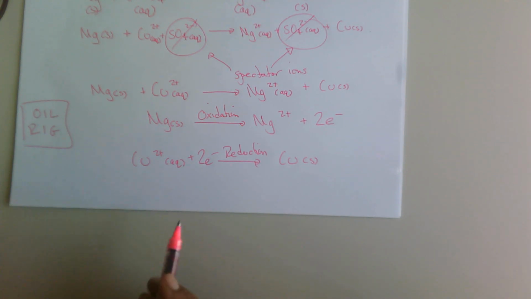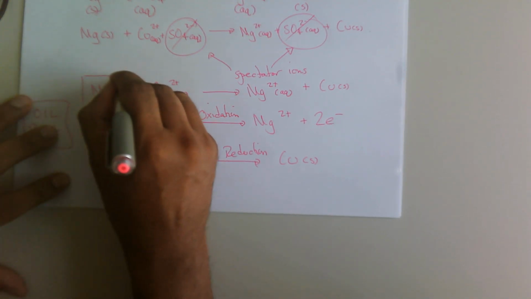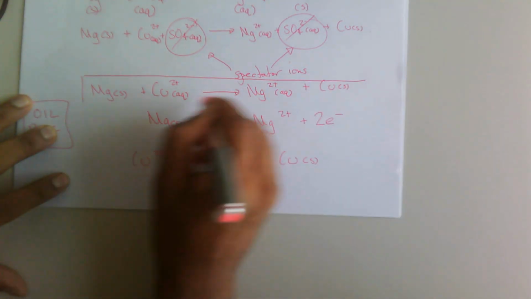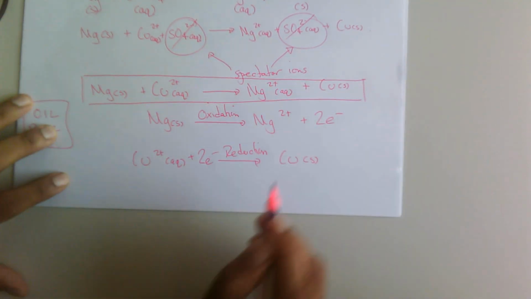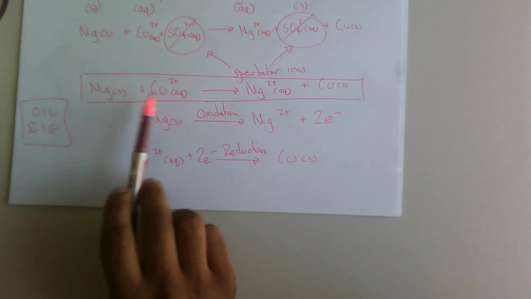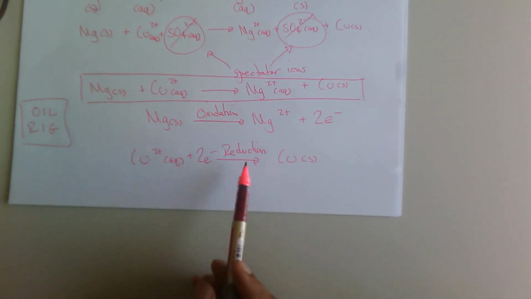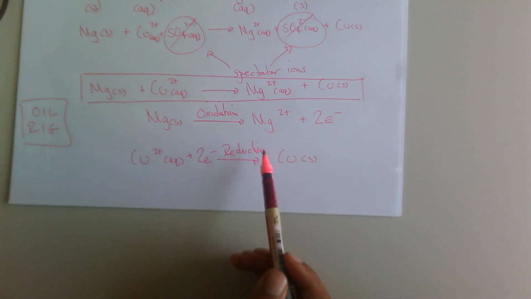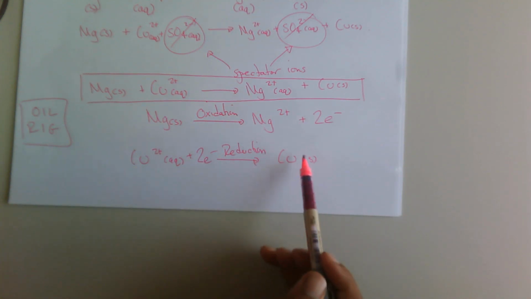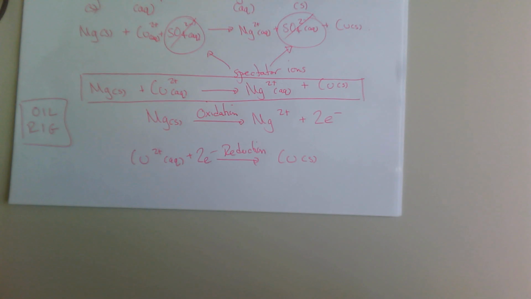And that is it. This is your ionic equation, which contains both of your reactants, and these are your individual half equations. This is one half equation, and this is another half equation. Okay, that's it.